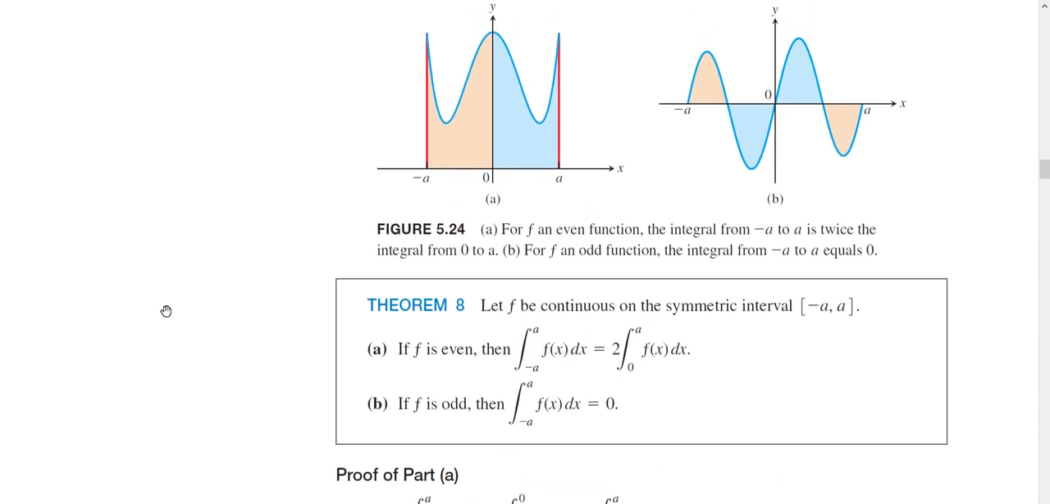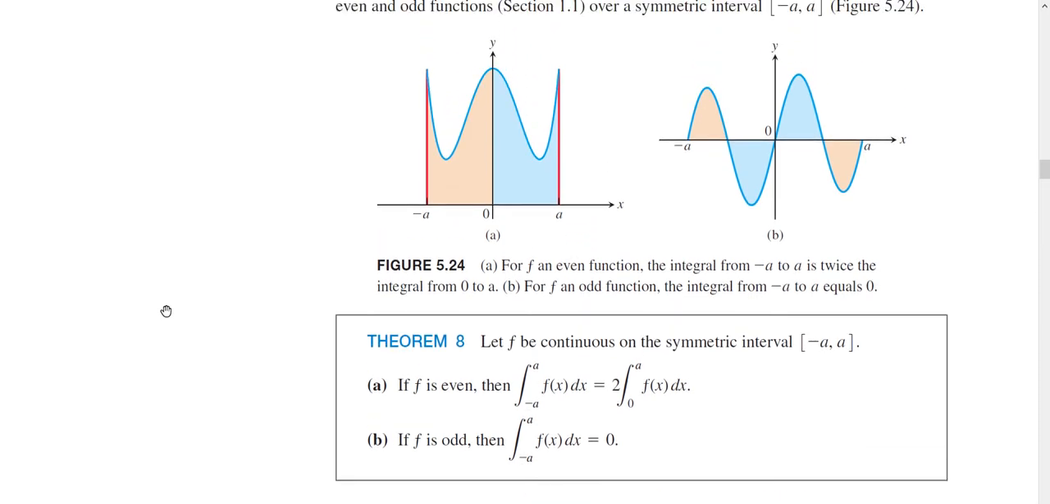And let's understand the geometry of this theorem. In this case, the function is an even function, so the area covered under the curve and above the x-axis from minus a to 0 is the same as the area under the curve above the x-axis from 0 to a. So we can write this integral from minus a to a is equal to 2 times the integral from 0 to a.